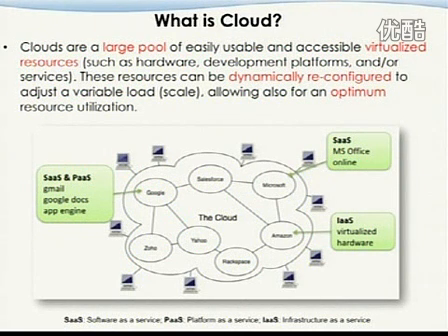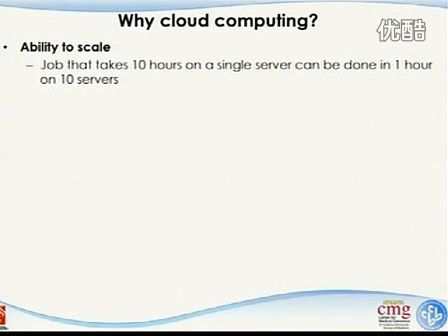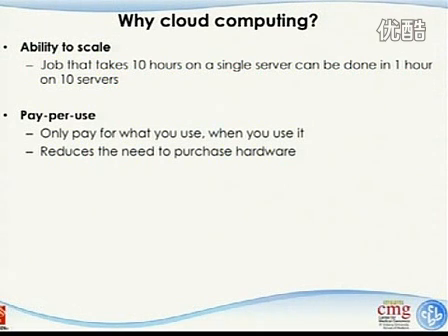They already help people maintain those big machines, so you don't have to, and you just pay for the computational time you used. The point here is the ability to scale. Let's say a job that takes 10 hours on a single server can be done in 1 hour on 10 servers. You distribute the cost across the servers, and that really saves you a lot of time. Pay per use: you only pay for what you use when you use it. When you don't use it, you don't pay for it.